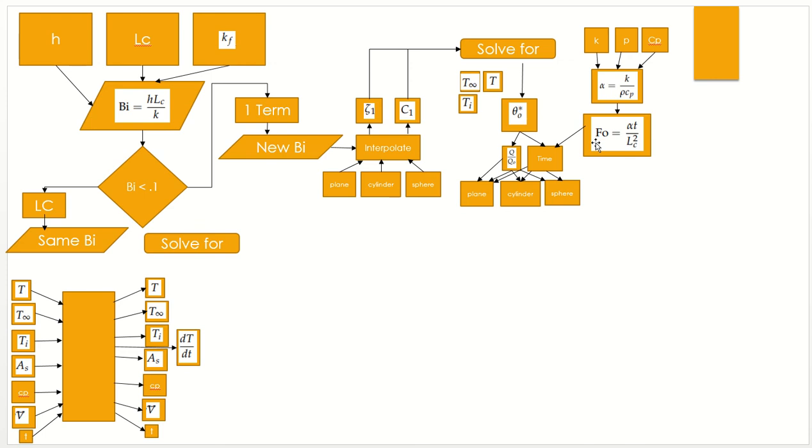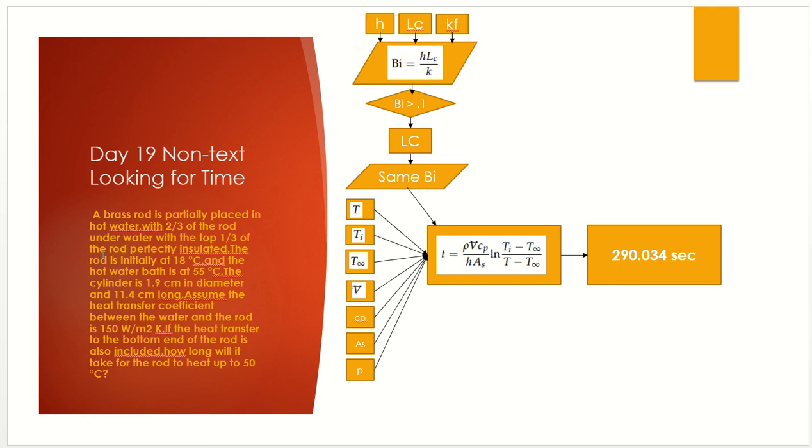And so it pulls all those values in. What it does is it solves this value first. So let's go through a couple of examples. The first example we'll go through is found on day 19, the non-text problem.